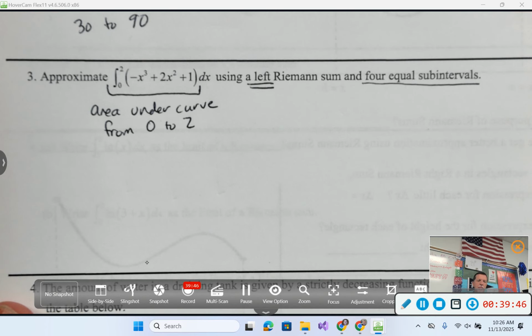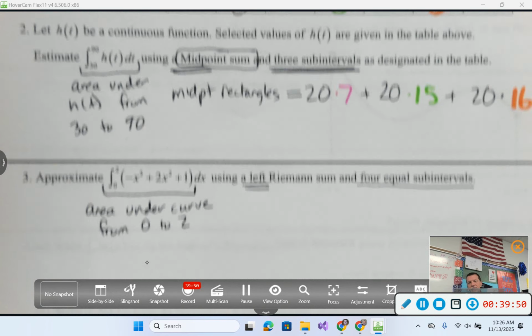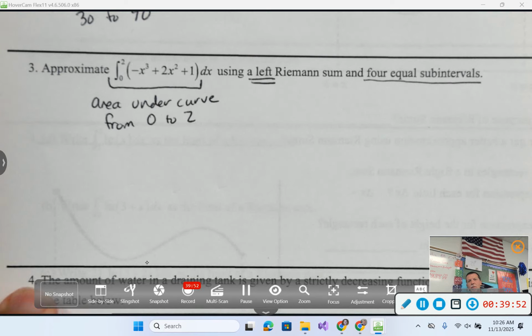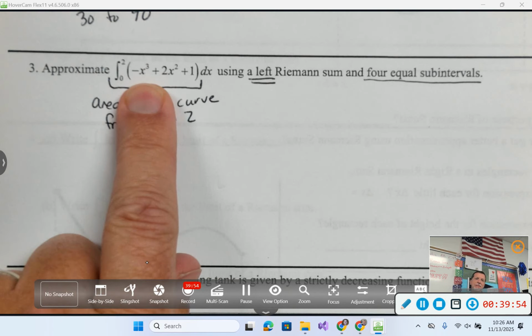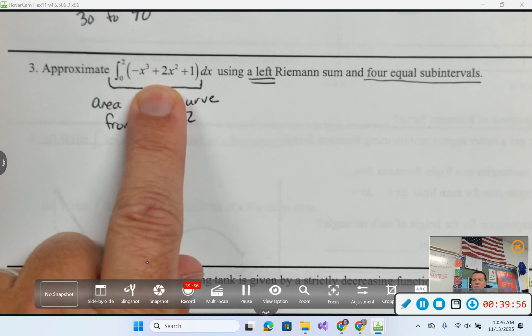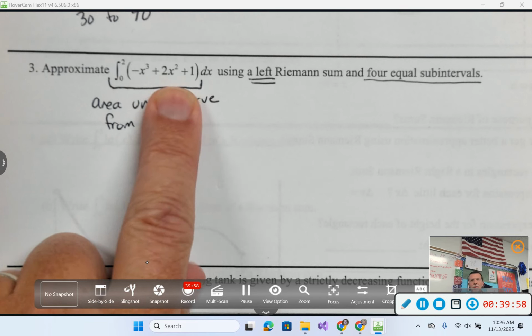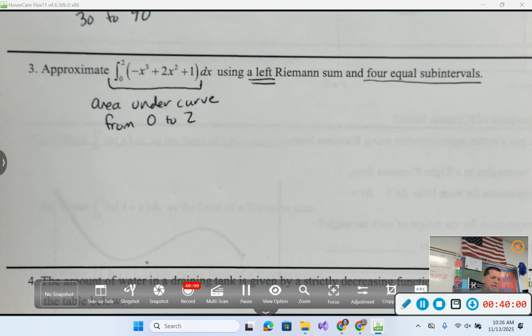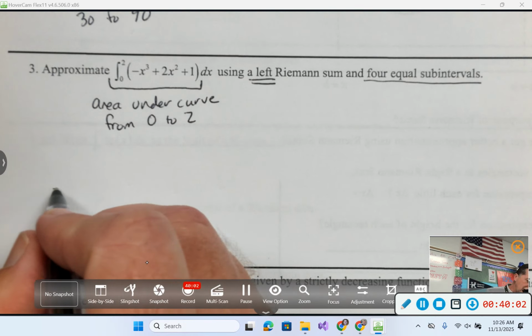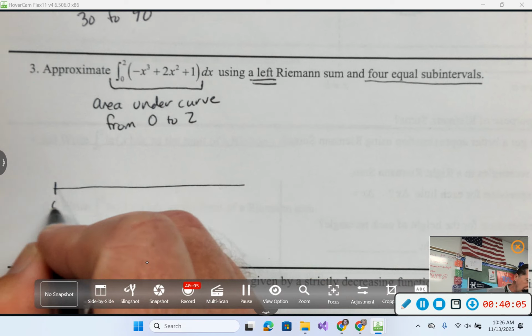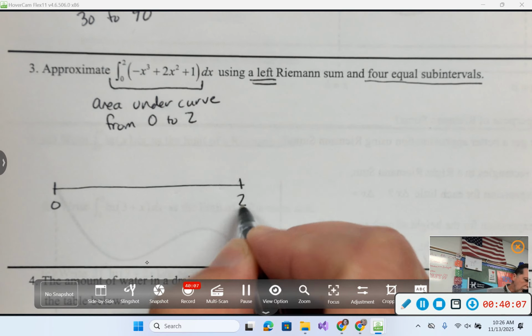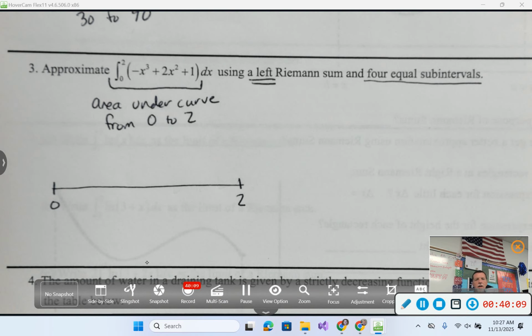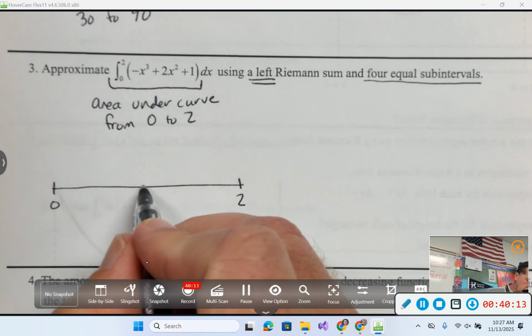Let's see. Some people would try to convert this into a table problem, and then it would look like all the others. That would be fine. Other people would try to draw the graph, but I don't really want to. I kind of know what a cubic looks like, but I don't know that cubic well enough to graph it. So I'm thinking about what the graph would look like. I know I'm going 0 to 2. I need 4 subintervals.